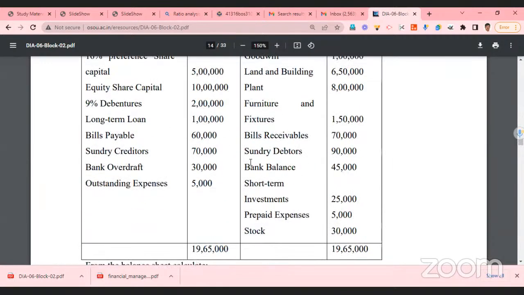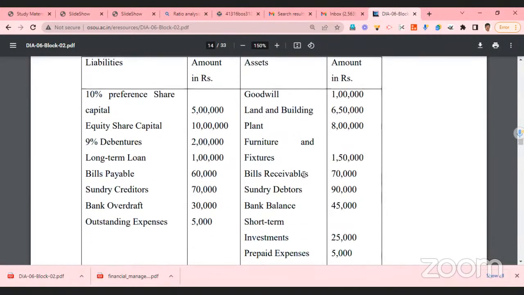So let us see, this is a balance sheet. What are the current assets, and the current liabilities, in this given problem? This is the balance sheet, liabilities and assets. Sundry debtors is a current asset. Bank balance is a current asset. Short-term investment is a current asset. And prepaid expense is a current asset.